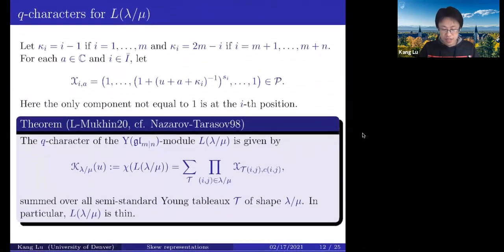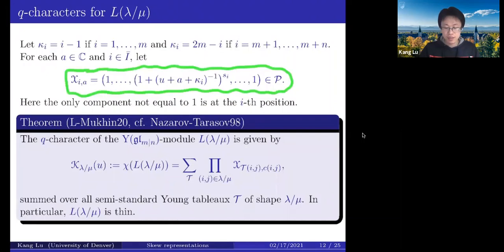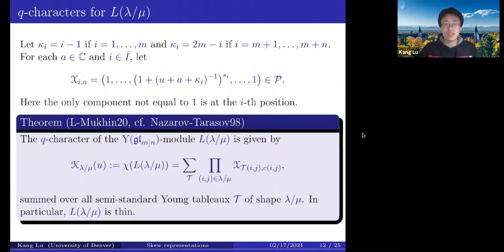So our first result is the q-character for this skew representation. To get the q-character of the skew representation, we define such an affine weight. You can think of it as an affine analog of epsilon_i. So they're not simple roots. Here I have some extra power s_i due to the supersymmetric case. Then I also have some shift. Those shifts are particular shifts corresponding to the quantum determinant or quantum Berezinian, or something related to that, for some special purpose.